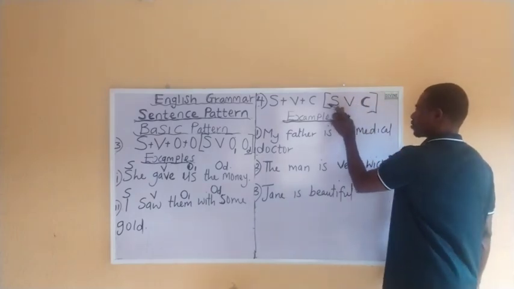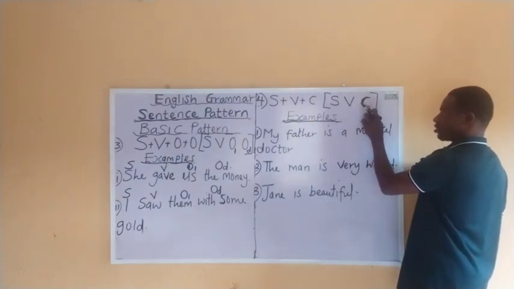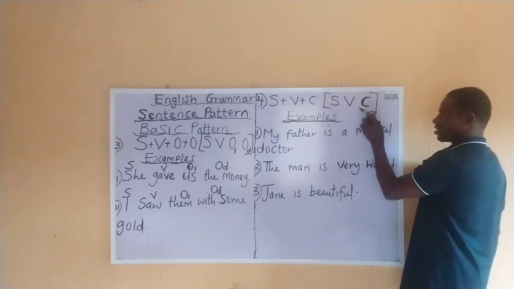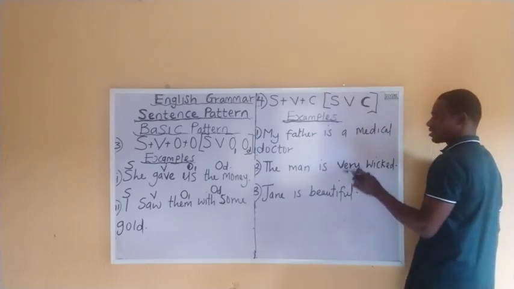SVC. Subject, verb, complement. But the complement here is acting as subject complement because it's referring back to the subject. I repeat, the complement here is acting as subject complement because it refers back to the subject. It has a relationship with the subject.